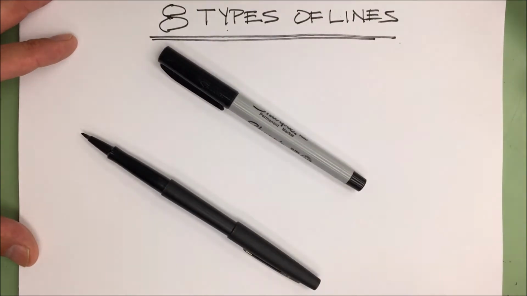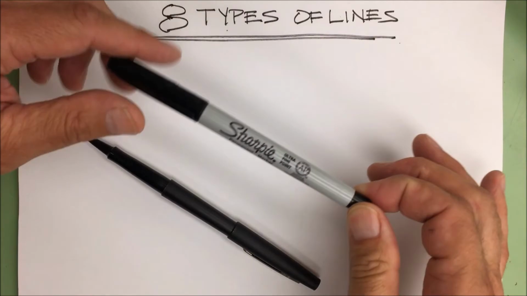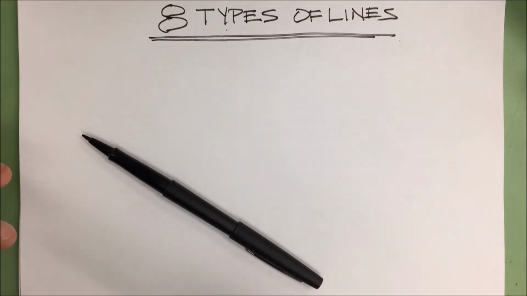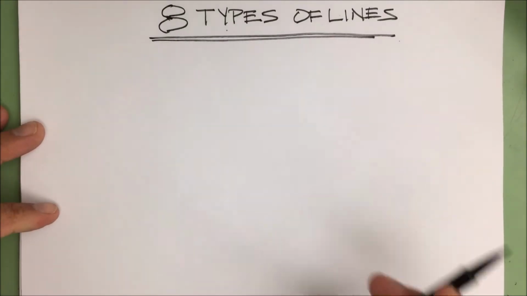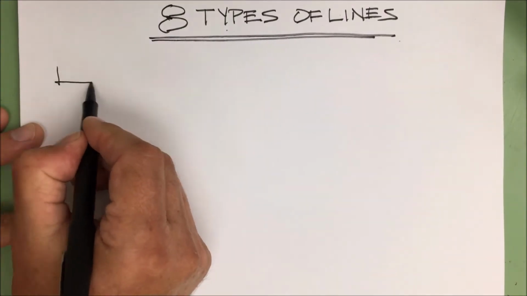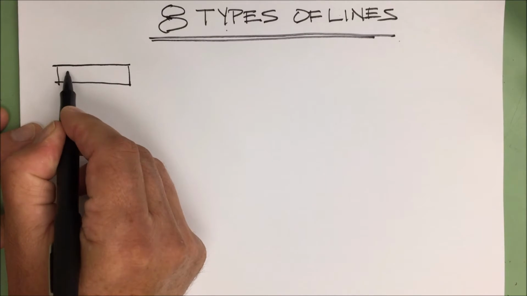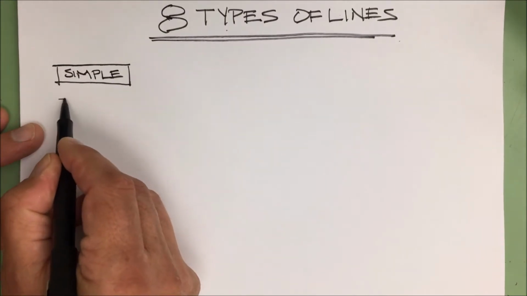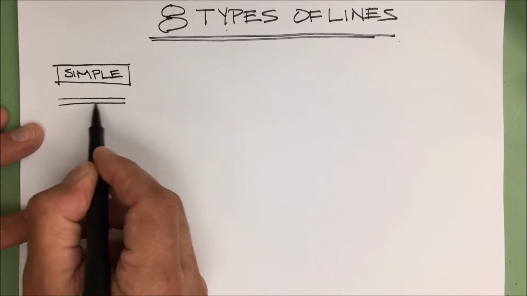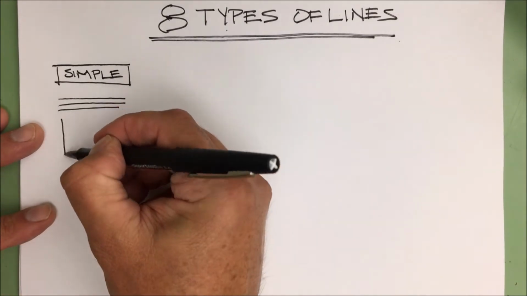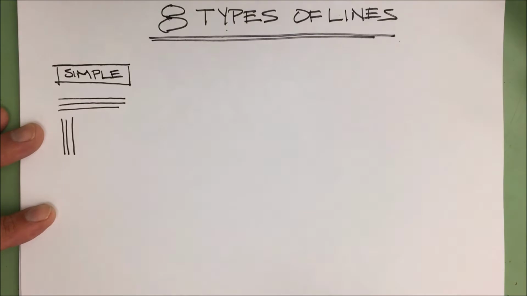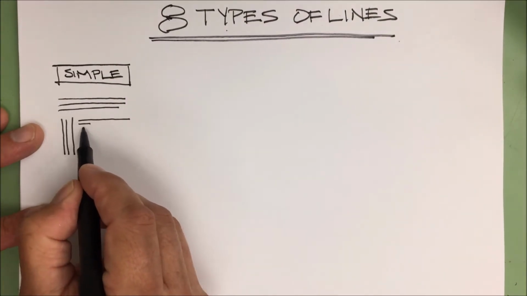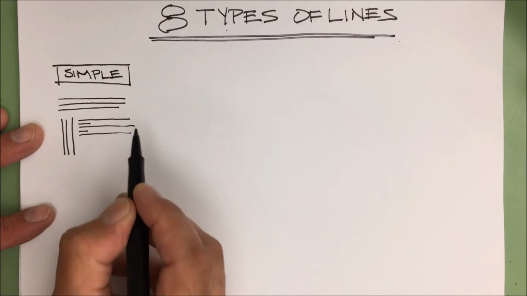You could also use a small Sharpie, an ultra thin Sharpie as well. That would work. But the first type is what we'll call a simple line. And it's just your standard line. You've drawn it a million times, and it's just a straight line. It could be horizontal, it could be vertical. Go ahead and make clean strokes, long strokes. Some of them could be short, some of them could be long.